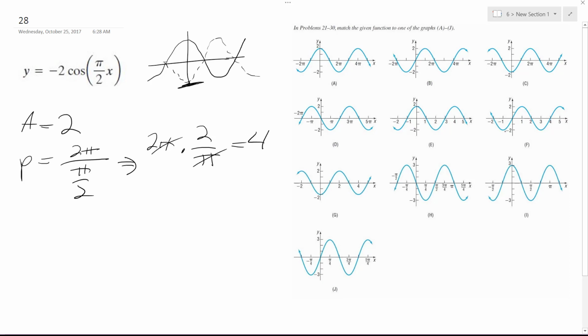here, it's got an amplitude of 2 and period of 4, so that means it's going to be letter G because it starts at negative 2, or amplitude negative 2, so 2, 2, and then period of 4. All right, that's it. Hopefully that helps.